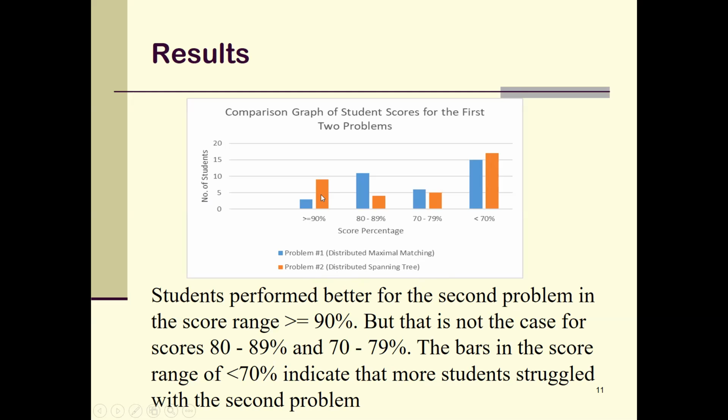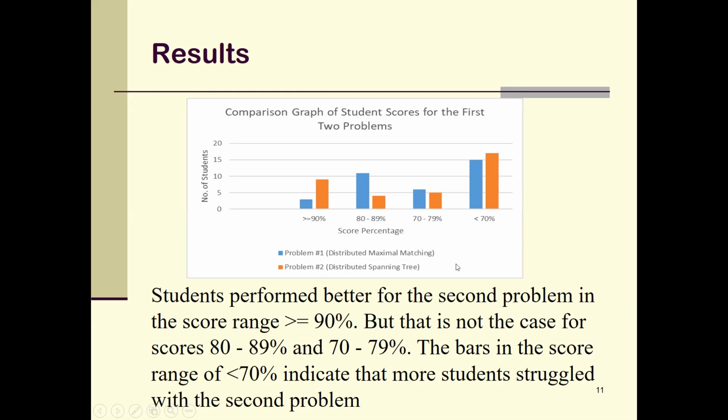As we can see from the graph, students performed better for the second problem in the score range of greater than or equal to 90%. That means for the distributed spanning tree problem, in that category, students performed better. But that's not the case for the other categories, because as we go from 80 to 89% or 70 to 79%, it is problem 1, distributed maximal matching, where we have the better scores.